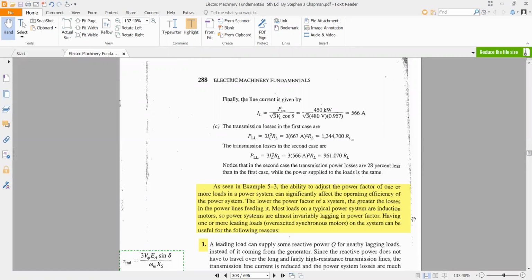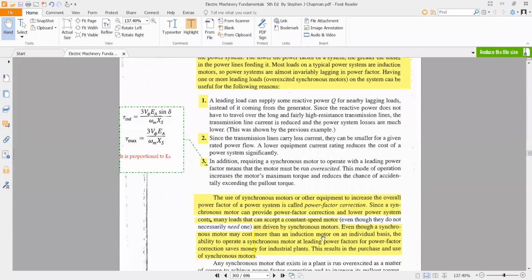Systems are almost invariably lagging in power factor. Having one or more leading loads, that is the overexcited synchronous motors on the system, can be used for the following reasons. First one, a leading load can supply some reactive power Q for nearby lagging loads instead of it coming from the generator, since the reactive power does not have to travel over the long and fairly high resistance transmission line. The line current is reduced and the power system losses are much lower.